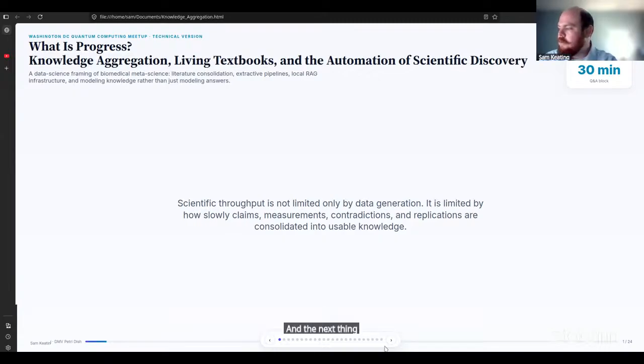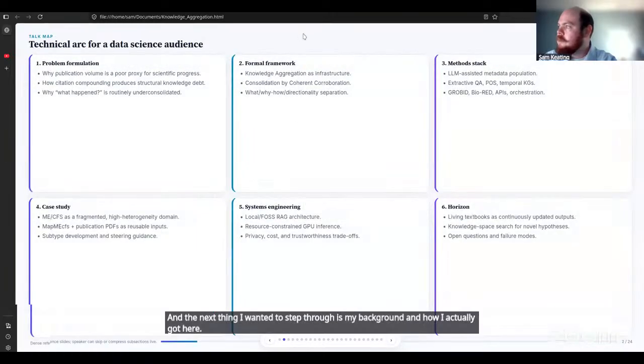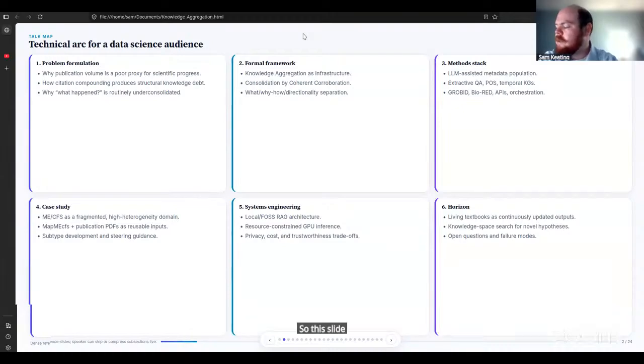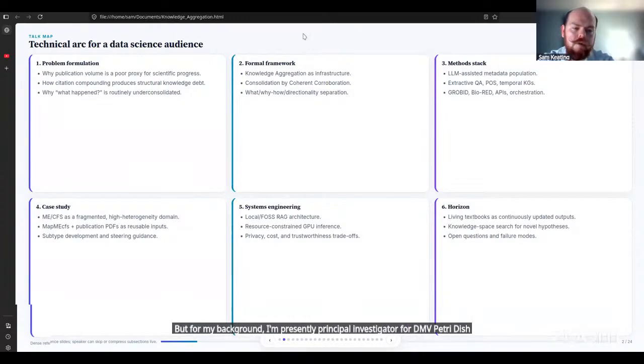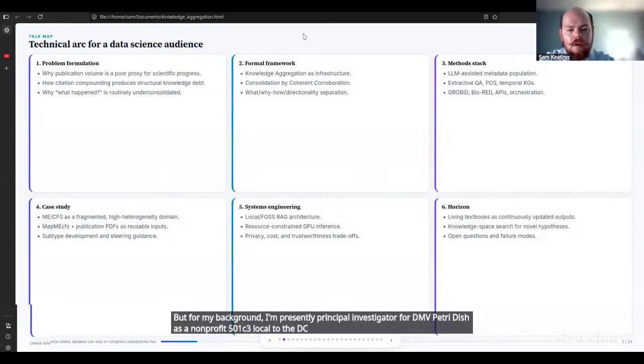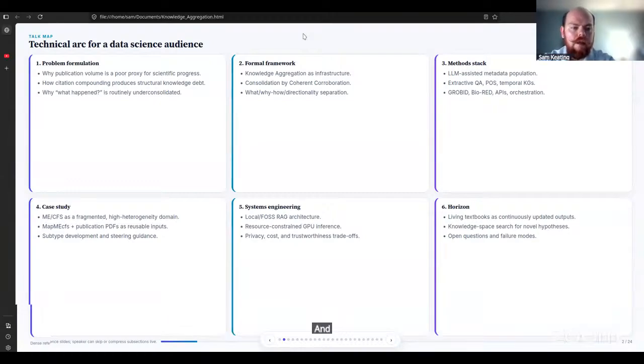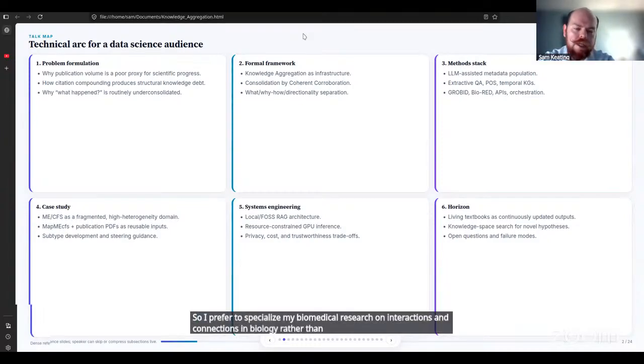And the next thing I wanted to step through is my background and how I actually got here. This slide just has some of the more technical aspects that I'll be layering on top of. But for my background, I'm presently principal investigator for DMV Petri Dish, a nonprofit 501c3 local to the DC, Maryland, Virginia region. And I consider myself a systems biologist at heart. So I prefer to specialize my biomedical research on interactions and connections in biology rather than just one domain of expertise like just neuroscience or only immunology.